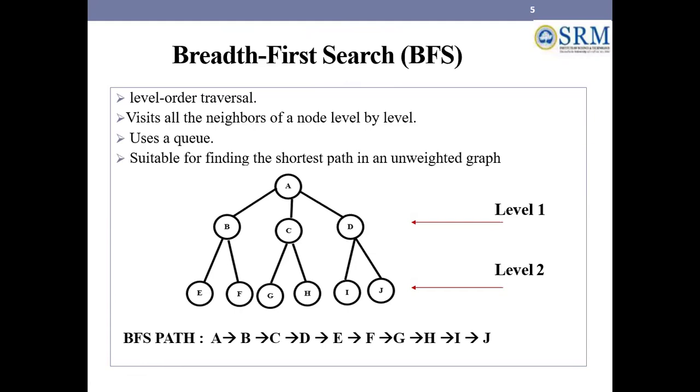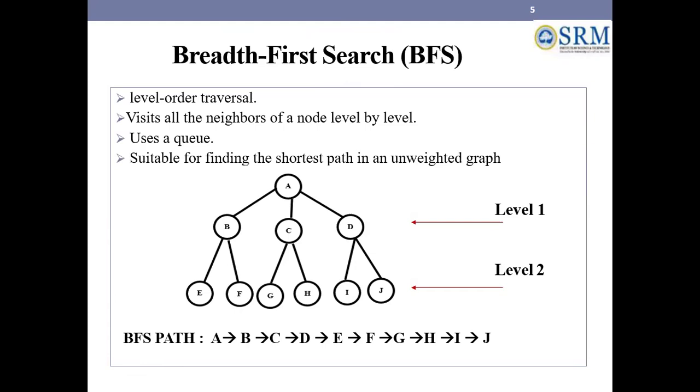See the BFS path. First initially A is visited. Then adjacent node of A, B, C, D is visited. Now this level is over. Go to the next level. Next level, the previous level, first visited node is B. So visit the adjacent node of B, that is E and F. Next. Now, what are the second node visited in the previous level? Node C. Visit the adjacent node of C, G and H.